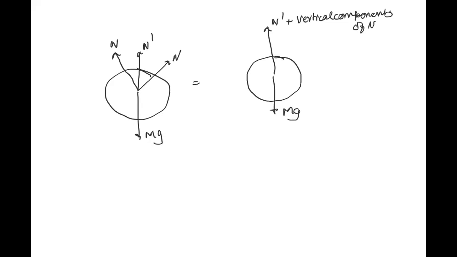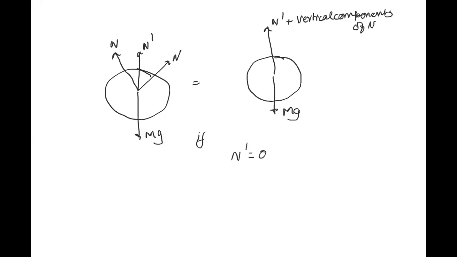Now what do you think should happen? When will this object leave the surface? When n dash becomes 0.